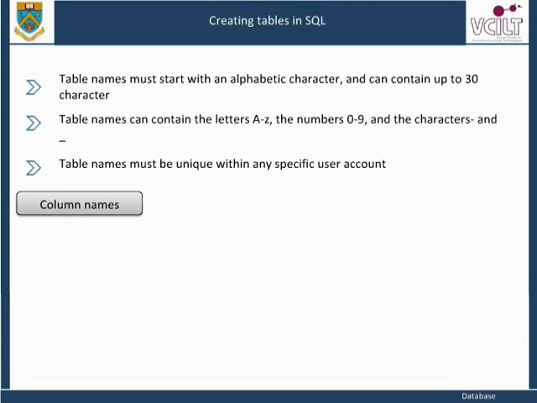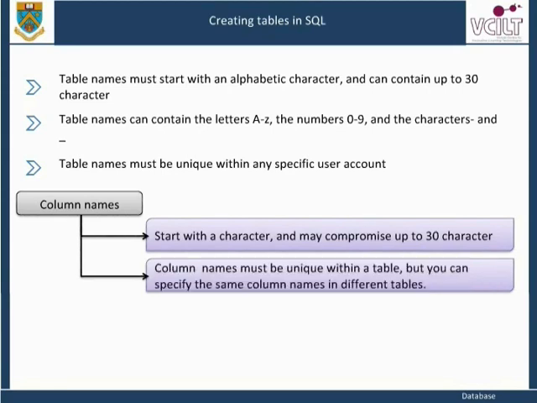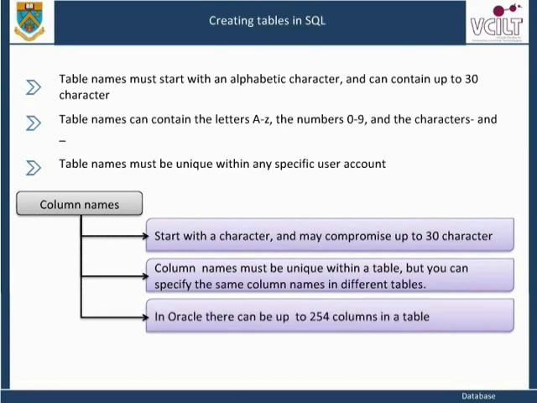Column names must start with a character and may comprise up to 30 characters. They can contain the same characters as table names. Column names must be unique within a table, but you can specify the same column names in different tables. In Oracle, there can be up to 254 columns in a table.